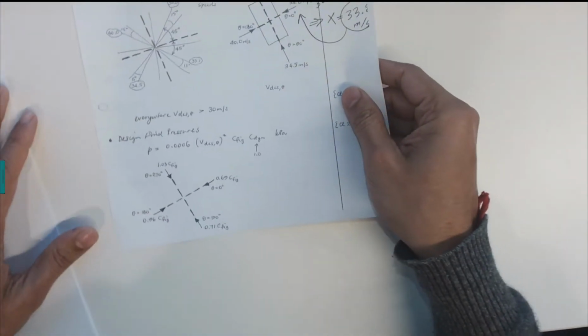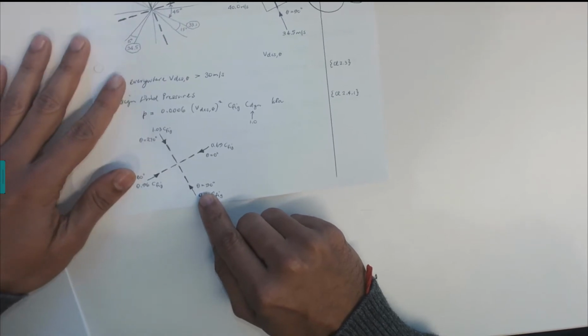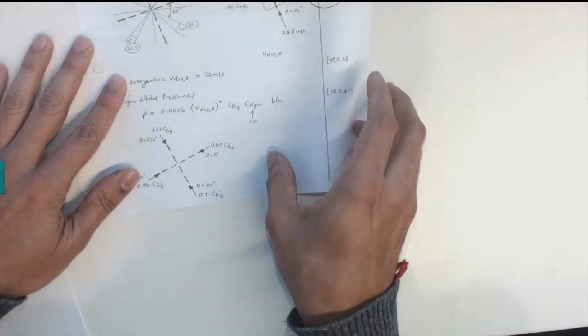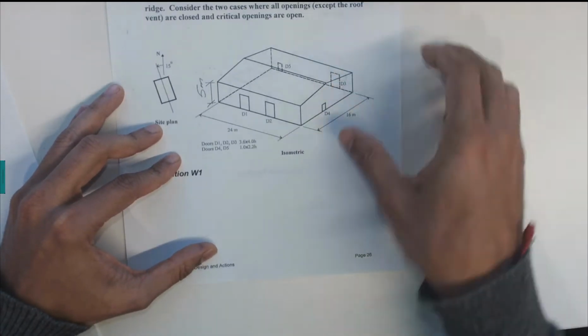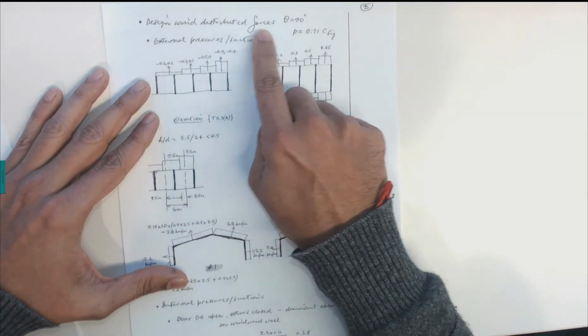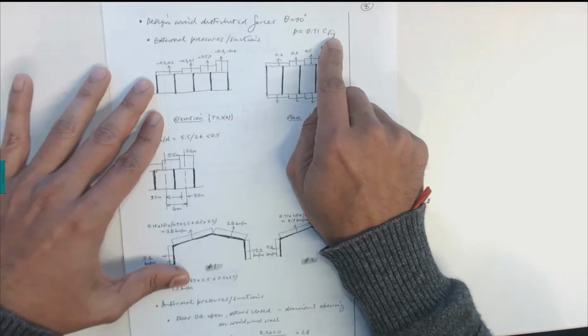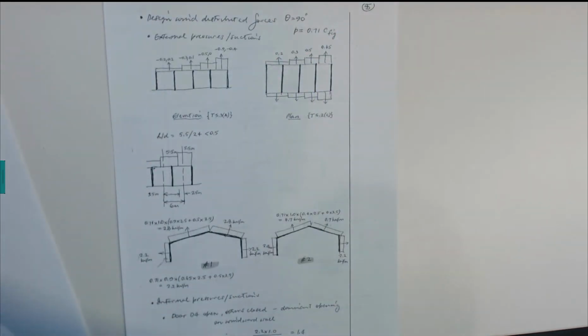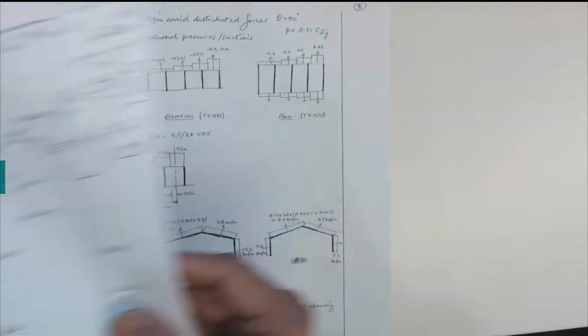Continue working on this workshop example, where we now consider the wind direction from theta equal to 0 degrees. So in the case of theta equal to 0, we have wind coming from here. We need to calculate the design wind distribution force for theta equal to 0. The pressure value is 0.71 C fixed, which is what we obtained in the last one, where we have pressure equal to 0.17 C fixed.